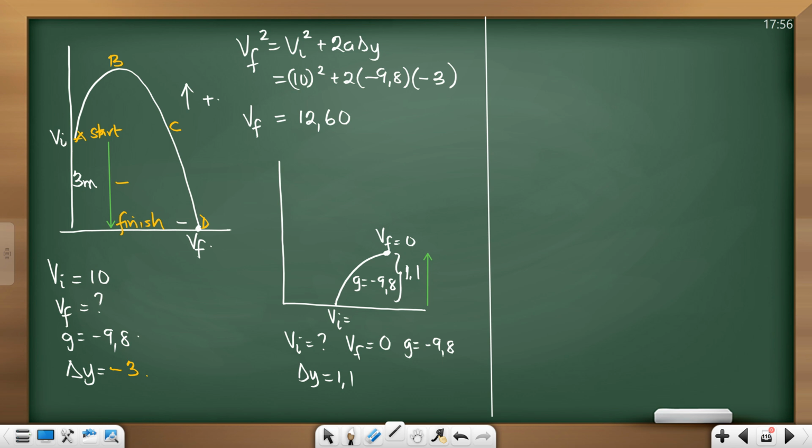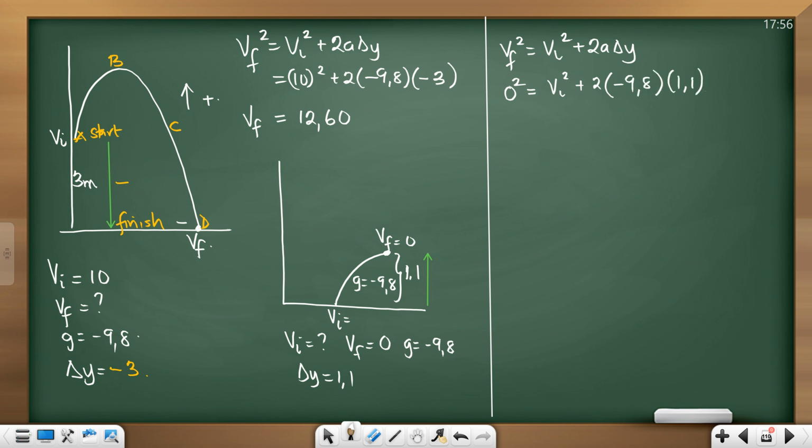Let's use the same formula. Vf squared equals Vi squared plus 2aΔy. What's my Vf? 0 squared. What's my Vi? Unknown. What is my a? Negative 9,8. And what is delta y? 1,1.